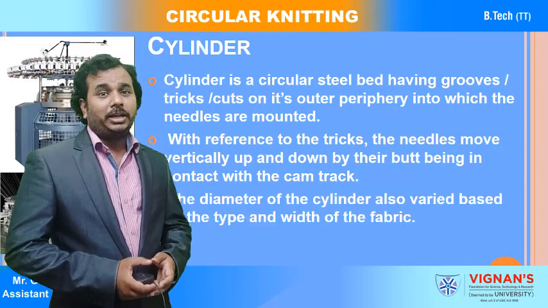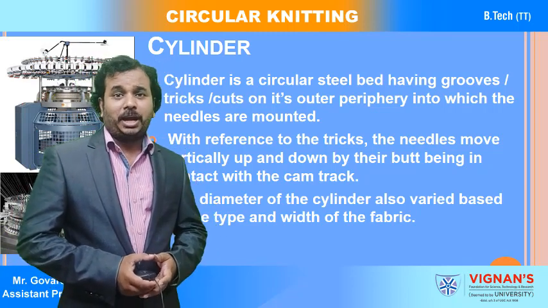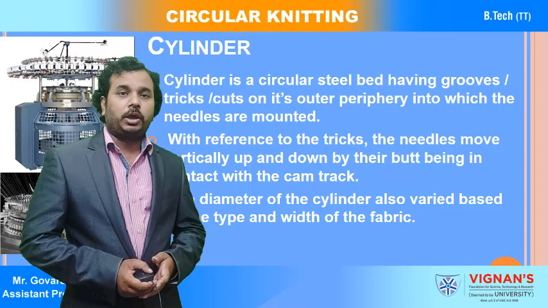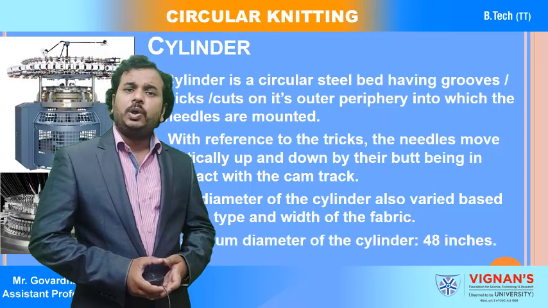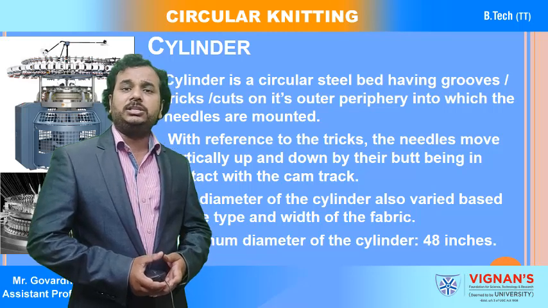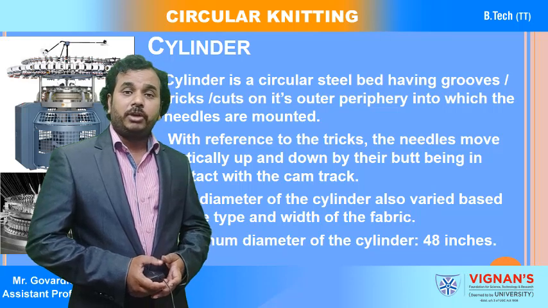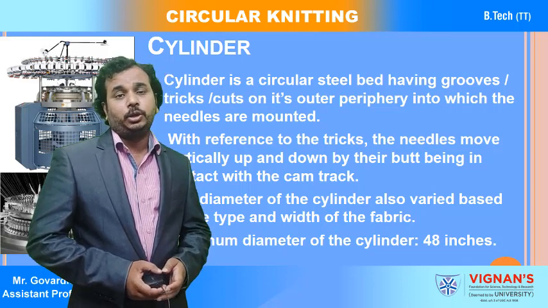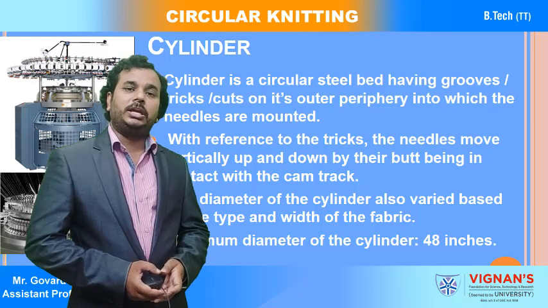Okay, so the diameter of the cylinder also varied based on the type and the width of the fabric we required. The maximum diameter of the cylinder, presently we have a diameter of 48 inches, that is, the large diameter circular knitting machines we have discussed in the previous session. So the maximum diameter of the cylinder is approximately 48 inches.